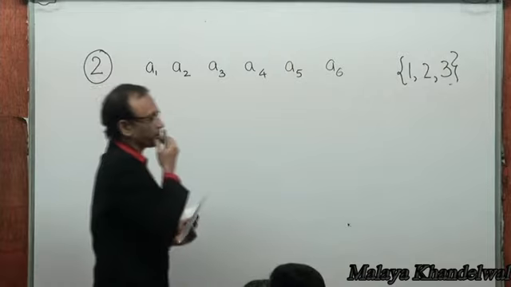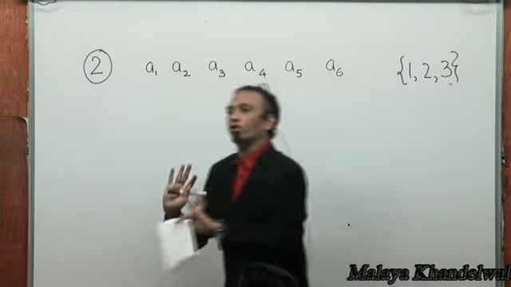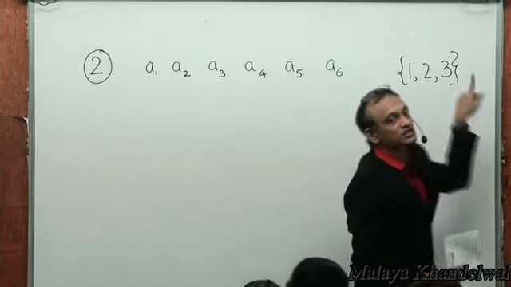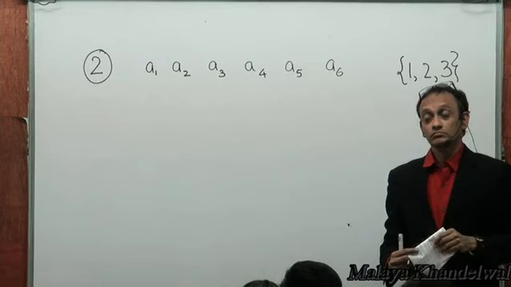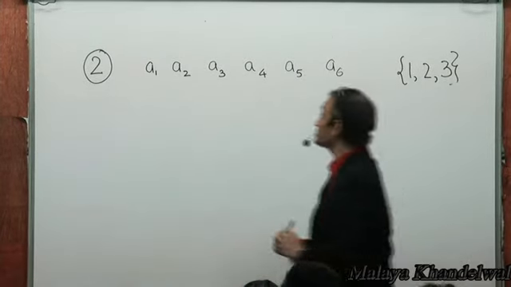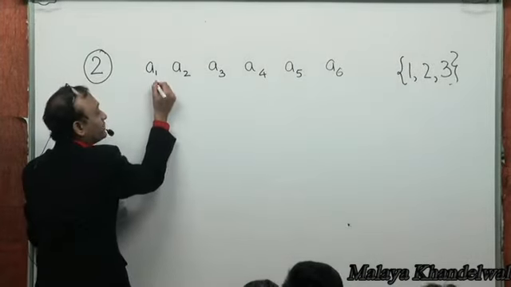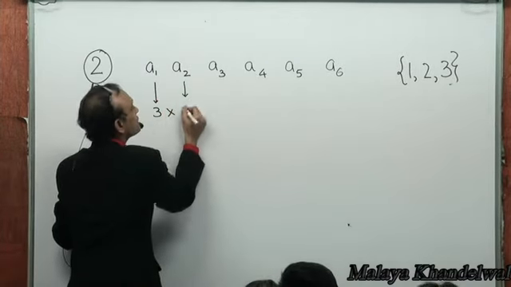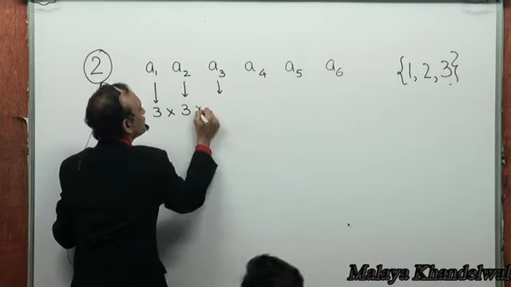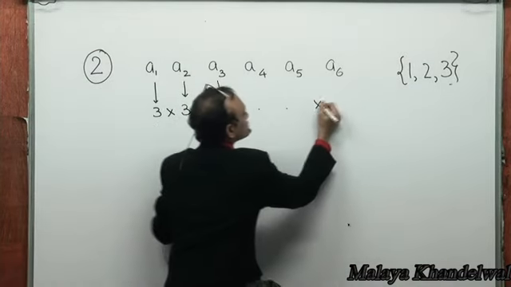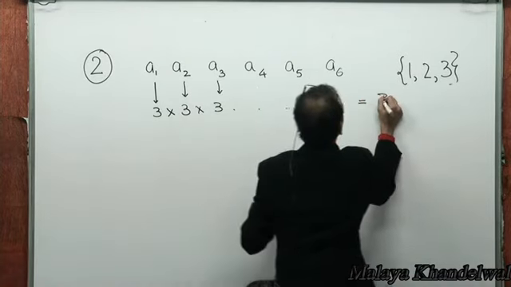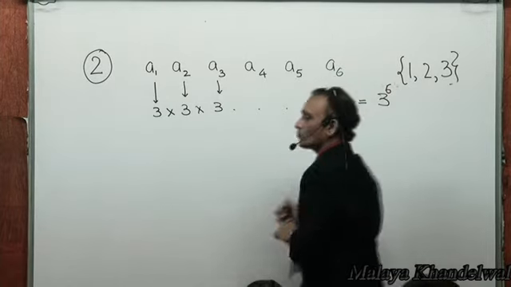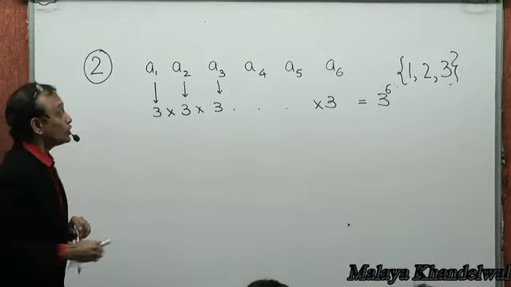Now, first of all, if there was no condition, if you have to constitute all 6-digit numbers using these 3 digits, it is 3 to the power 6, because A1 could be any one of these 3, A2 could be any one of these 3, A3 could be any one of these 3, A6 could be any one of these 3. That makes it 3 to the power 6. Yes or no?